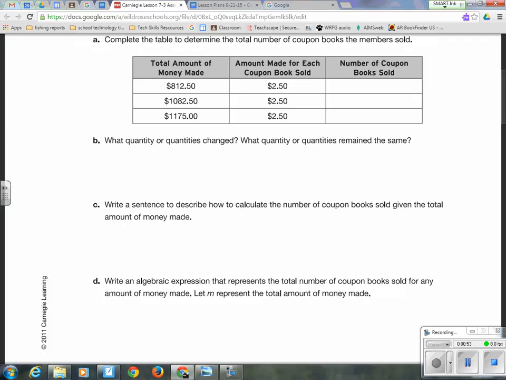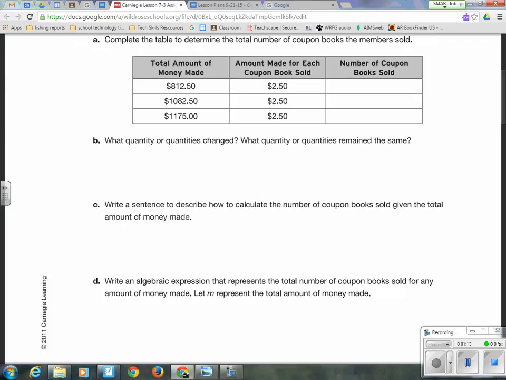Sounds like a division problem. It is. It's a division problem. So what we need to do is we need to take the big pile of money, divide it by 2.50, and that will give us the number of coupon books sold. Okay? So I'd like you to do that right now.